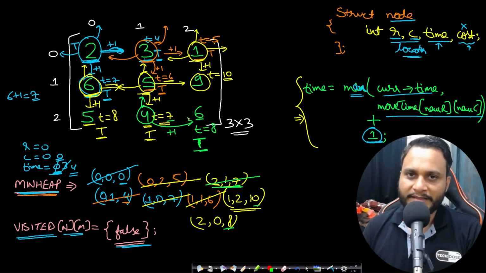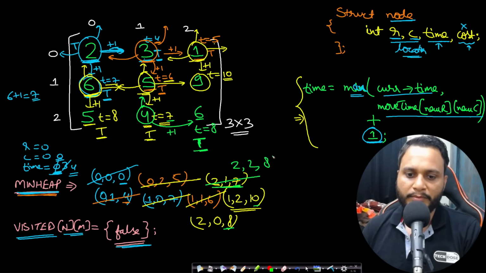Now you can break this entire thing right now, or otherwise you can follow another strategy that whenever you pop out a node you can check. So I will follow the second strategy. Okay, now I will be inserting this node as well, which is 2, 2 and the time being 8. Now we cannot make a down call, it is out of bound. I cannot make the left call, it is already visited.